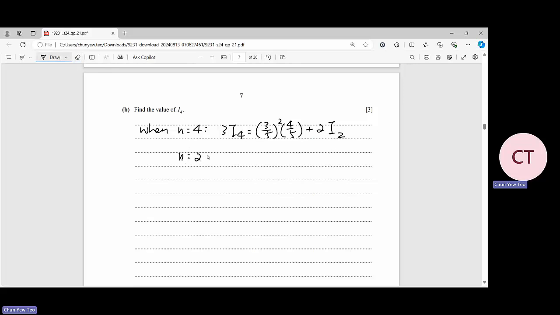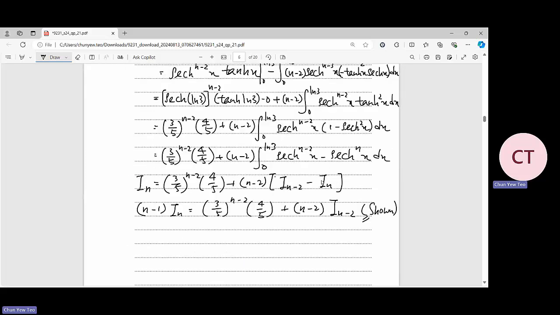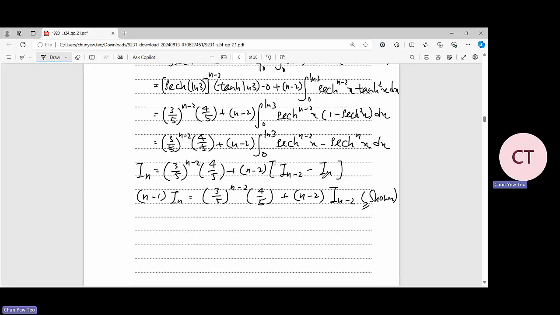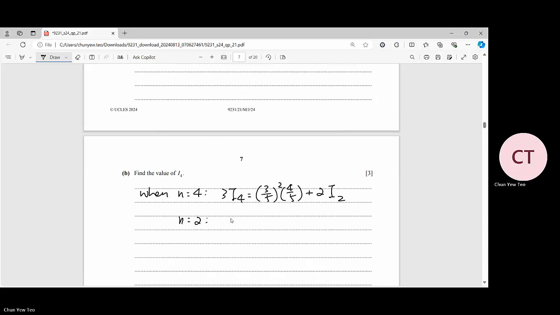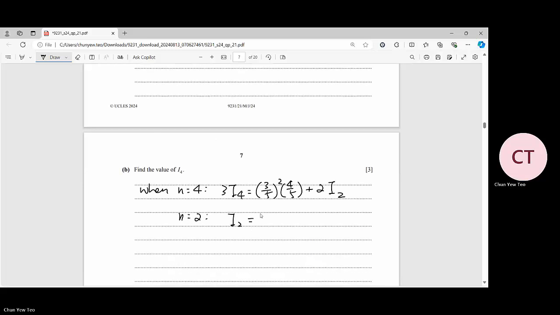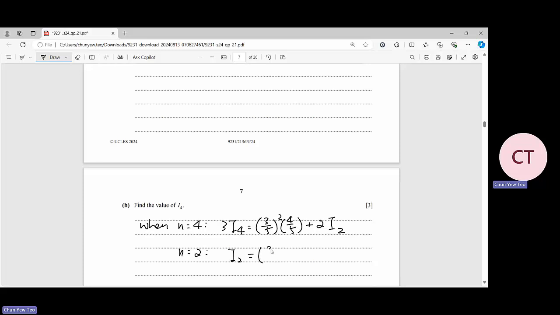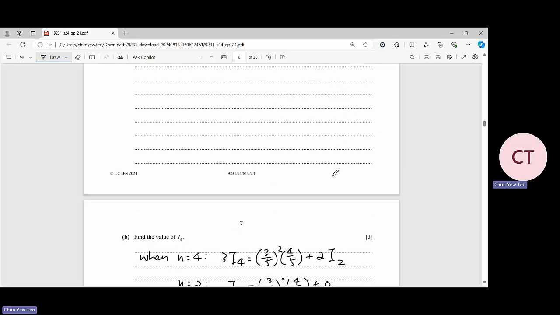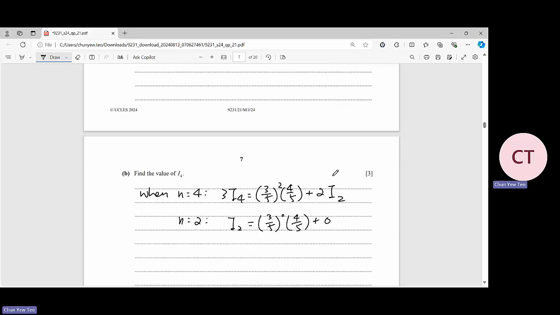So when n equal to 2, use the formula again. It will be 1 I2 equals 3 over 5 power of 0, 4 over 5 plus the 0 of I0. Plus a 0, yeah, correct. So over here, your I2 is actually only 4 over 5. I call this one equation 1. I call this one equation 2. So 2 into 1.